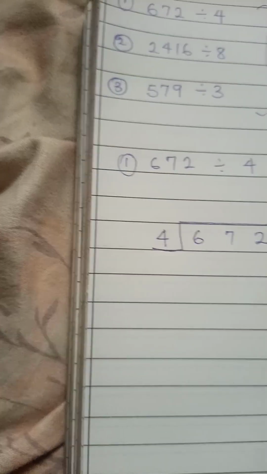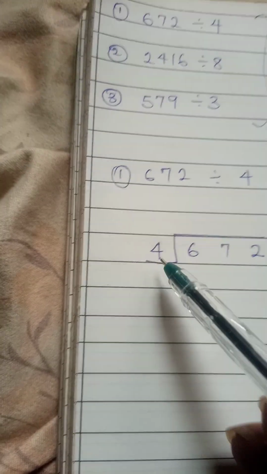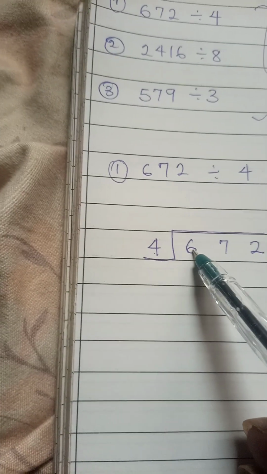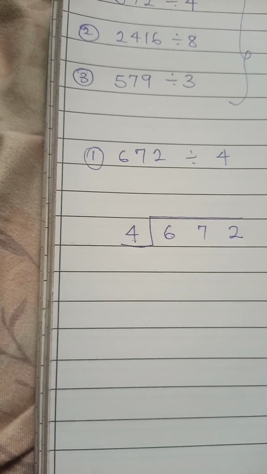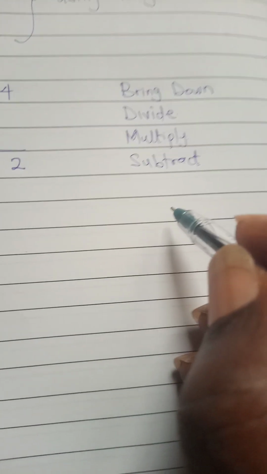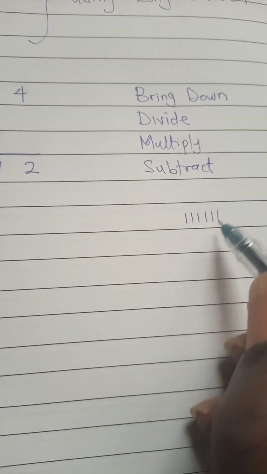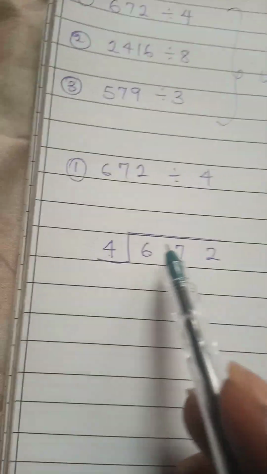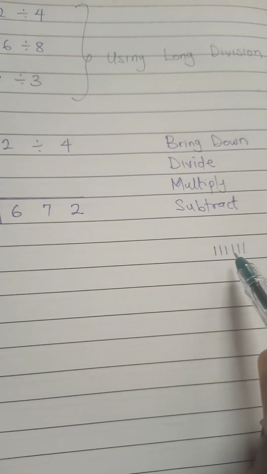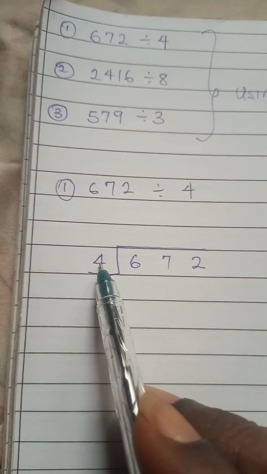The first thing here is bring down. Let's assume we have brought down this 6. Divide. 4 goes in 6. If you don't know it, please go and count. Look at me counting here. I will count 6. 1, 2, 3, 4, 5, 6. You always count your dividend. This is your dividend here. You always count your dividend and divide it by your divisor.